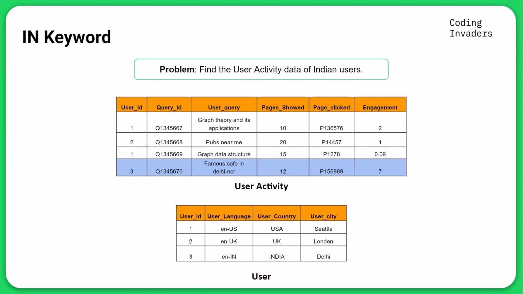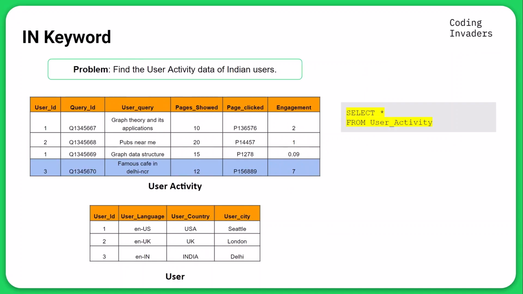Now let's write the SQL code to accomplish the same. According to the problem, we need to find the user activity data. So we write this piece of code, that is SELECT star FROM user activity.